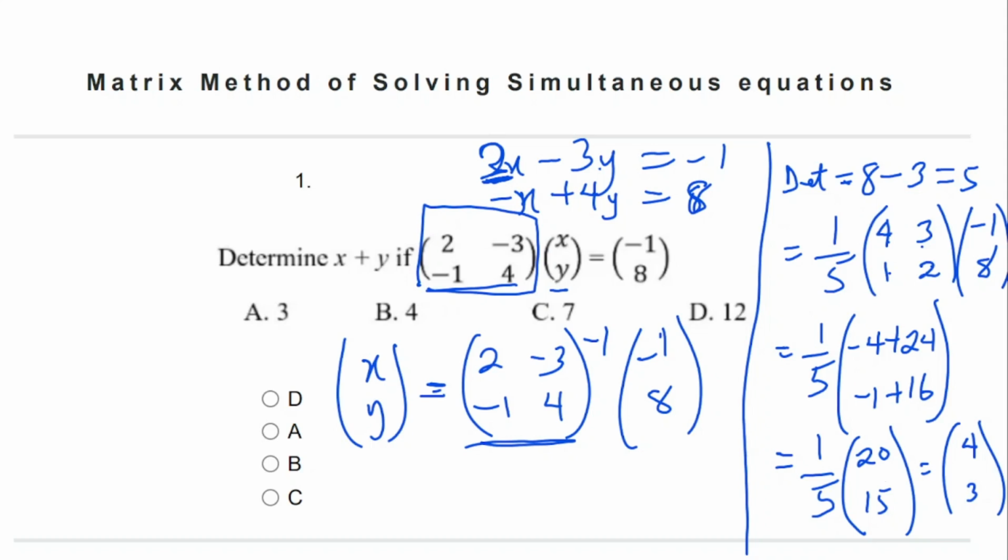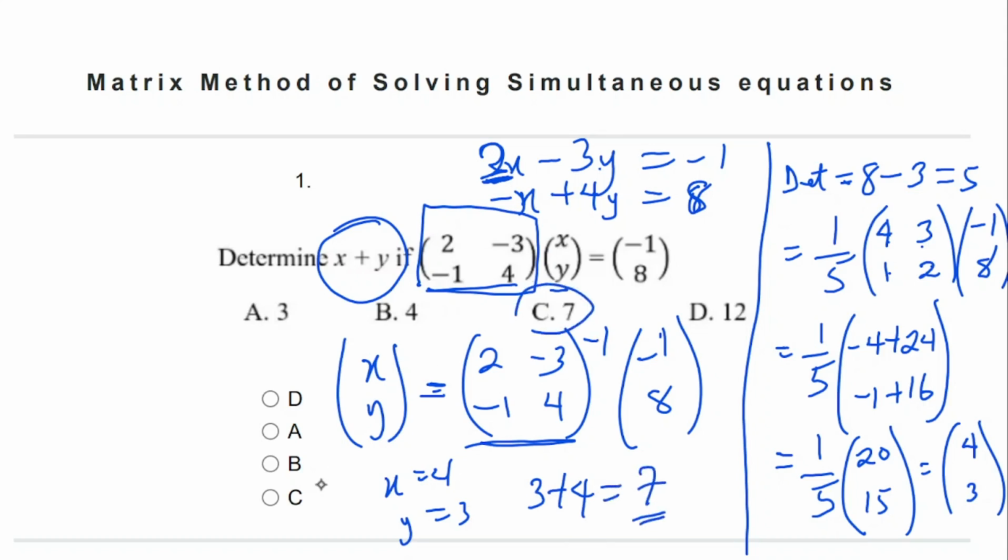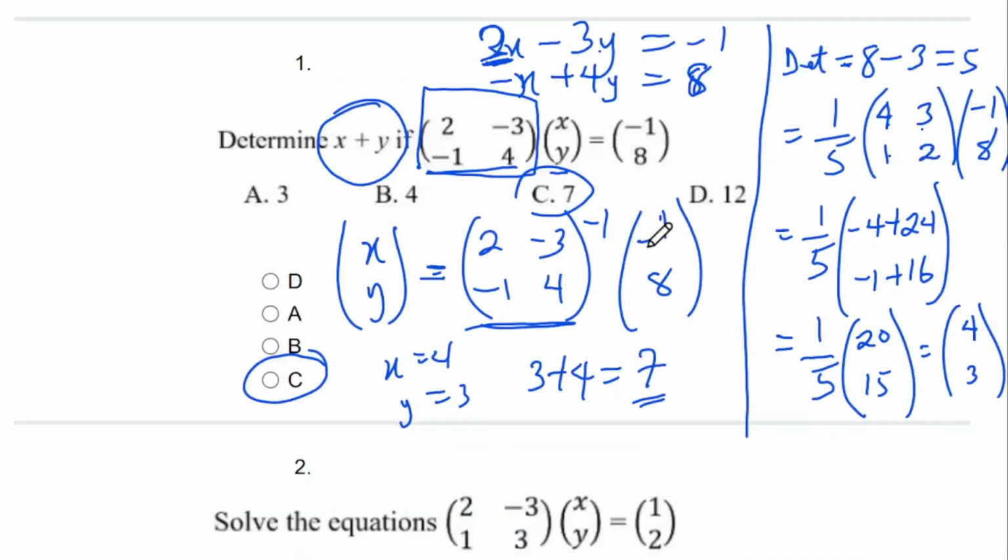Which means x is equal to 4, then y equals 3. But the question asks us to find x plus y. That means 3 plus 4, and that gives us 7. So the answer is equal to 7. That's option C, which is this here. I hope this is very clear. So that is that, on how to make use of this.